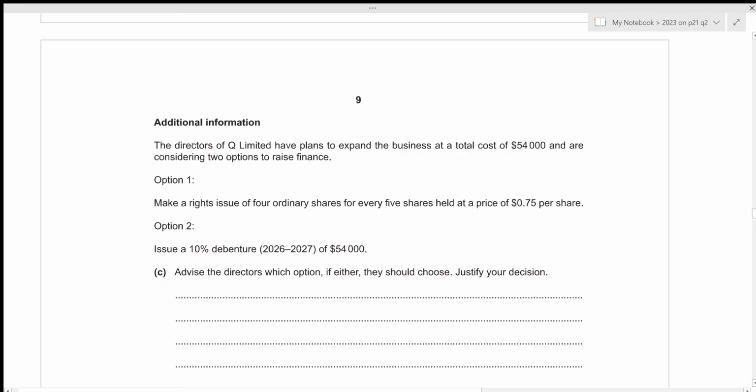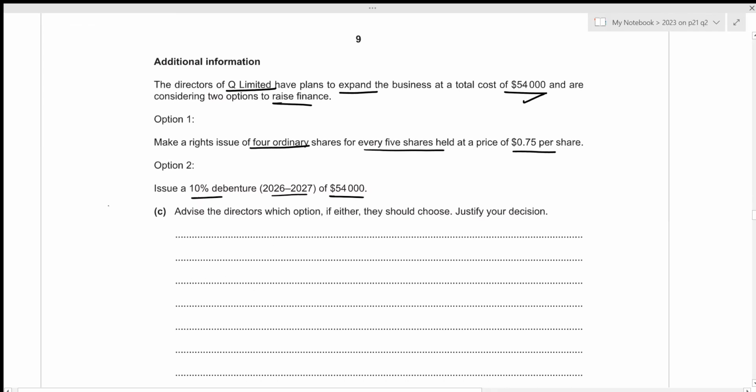So we are given additional information. The directors of Q Limited have plans to expand the business at a total cost of 54,000 and are considering two options to raise finance. The first one is to make a rights issue of 4 ordinary shares for every 5 shares held at a price of 0.75 per share. Then option 2 is to issue a 10% debenture, which will have to be repaid within the years 2026 and 2027 of the same value of 54,000. So we are already given the value for option 2, but we are yet to figure out the value for option 1. Let's calculate that.